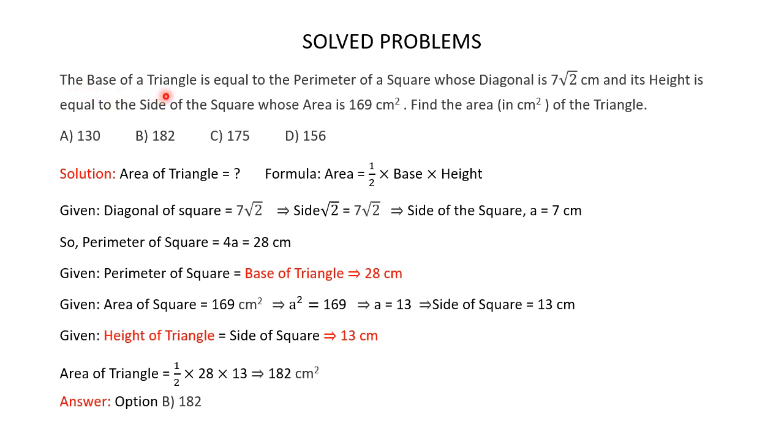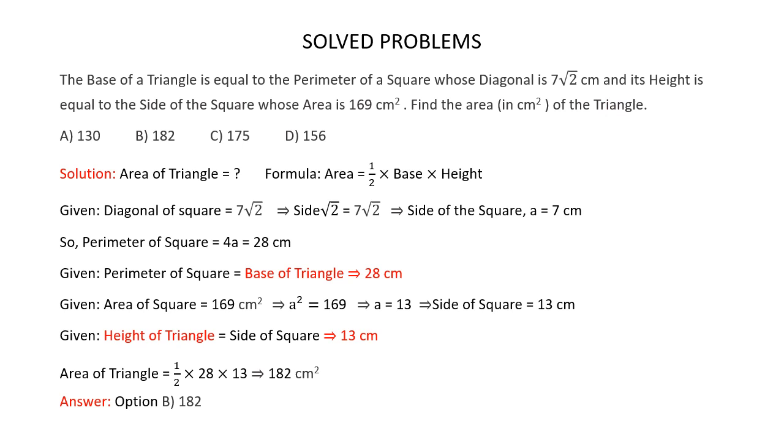The base of a triangle is equal to the perimeter of a square whose diagonal is 7 root 2 centimeters, and its height is equal to the side of the square whose area is 169 centimeters square. Find the area in centimeters square of the triangle. Here you are given 4 options and you have to find out which of these options is the correct one. So here you are asked to find the area of the triangle.